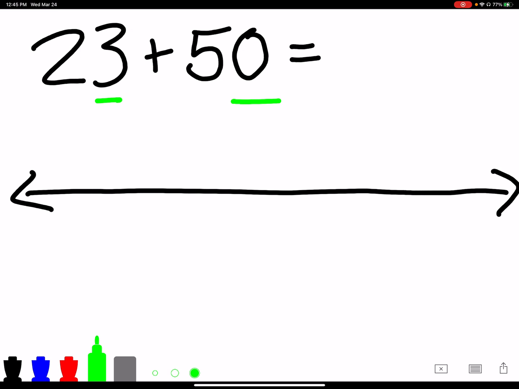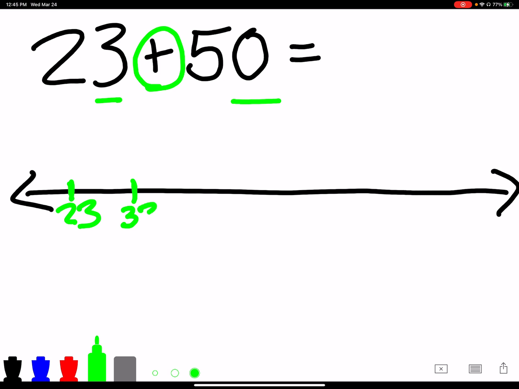So what I'm going to do is I'm still going to label my number line by counting by tens, except I'm going to label it by 3. Since we're working with addition, we know we're going to have more numbers than 23. So I'm going to start by labeling it 23, because we're not going to go lower than 23 since we're using addition. We're gaining more numbers. So I'm going to count by my tens starting with 23.